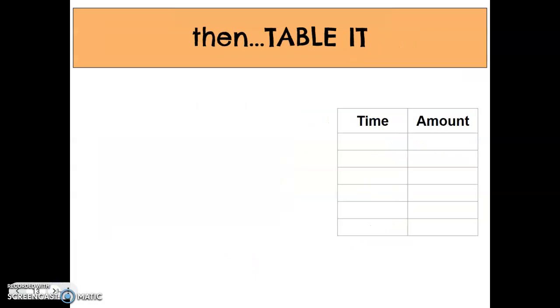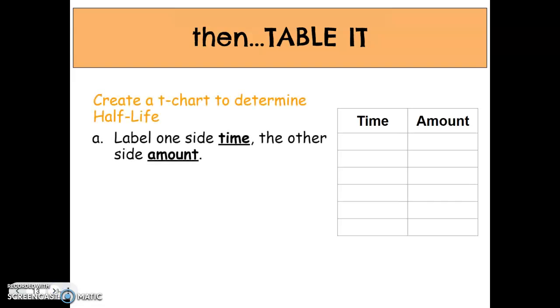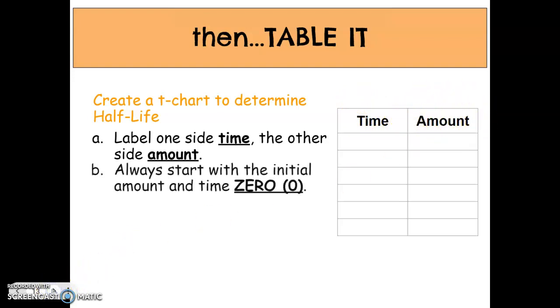So when we're trying to figure out half-life, the best thing we can do is use a table to help us. So of course we're going to use a calculator if it's a larger sample size, but a table can really help us figure it out. So we're going to create a T-chart, and this is the steps to do that. We're going to label one side time and the other side amount. So here's my table. I'm going to have my time on the left-hand side, so this will be my half-lives, and then I'm going to have my amount of my sample on the right-hand side.